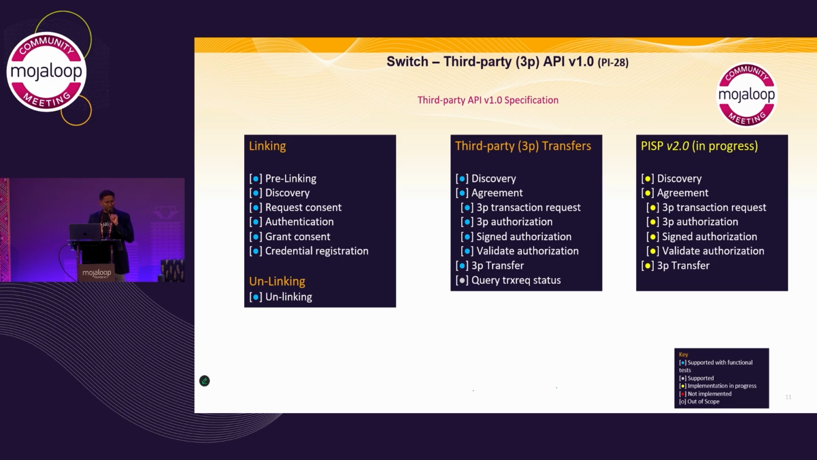PISP, or third-party payment initiation, 3PPI, version 1.0 is supported out of the box. Version 2 is currently being implemented and in progress. It might be delivered within the coming PIs. We don't have a timeline, but maybe Paul Makin will touch on that later on.